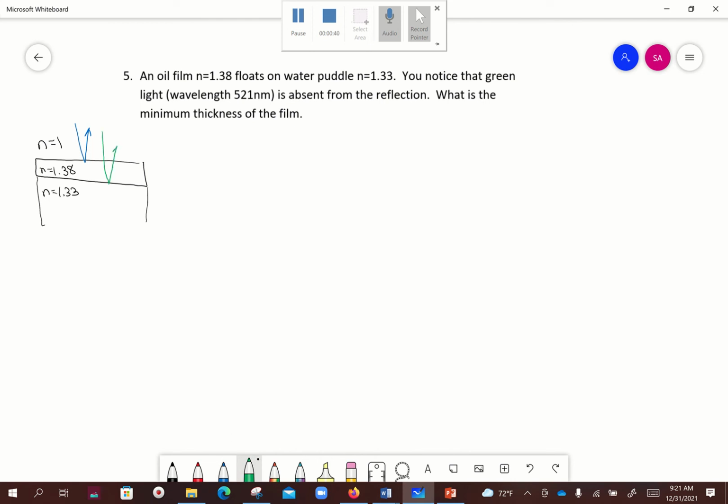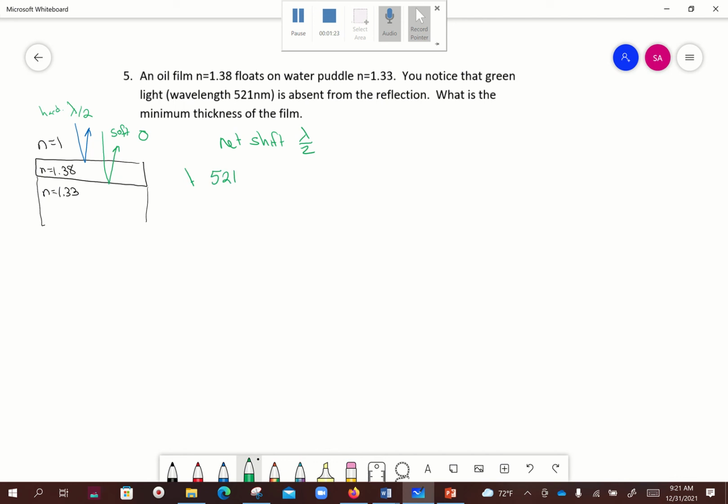So again, let me do my blue and my green. So for the blue one, it goes from 1 to 1.38, so that's hard. So I get a lambda over 2. For the next one, I've got 1.38 to 1.33, so they're pretty similar to each other, but it is lower, so this one's going to be soft. So it's going to have a wavelength change of 0, so I'm going to get a net wavelength shift of a half. So the net shift is lambda over 2.